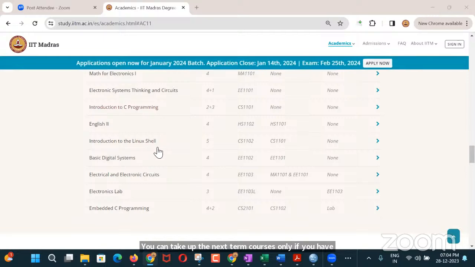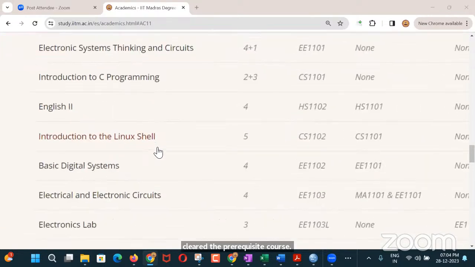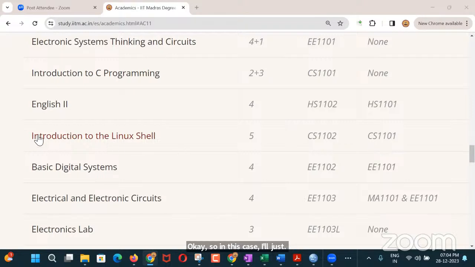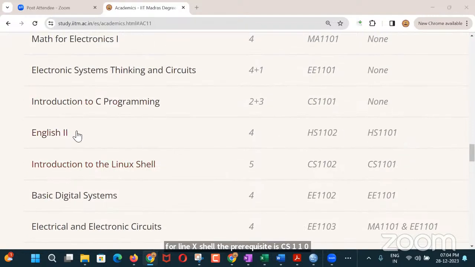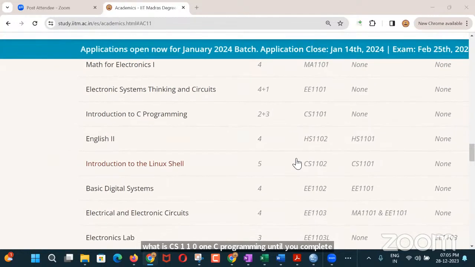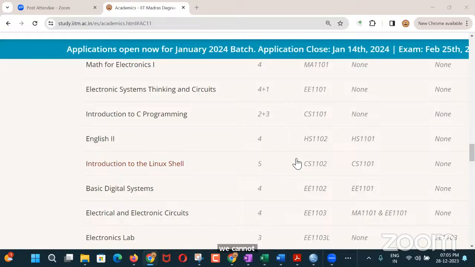Okay. So in this case, I'll just zoom this a bit. See, for Linux shell, the prerequisite is CS1101, right? What is CS1101? C programming. Until you complete this, you cannot register for this course. Sir, even if there is an incomplete OPP grade, then also we cannot? Yes. I think this point already answered your question.